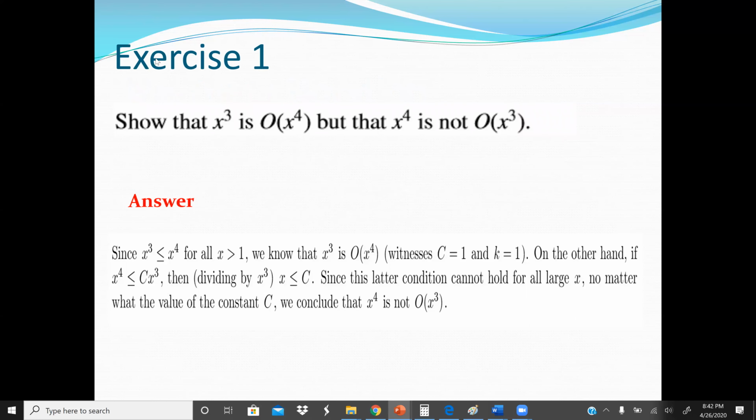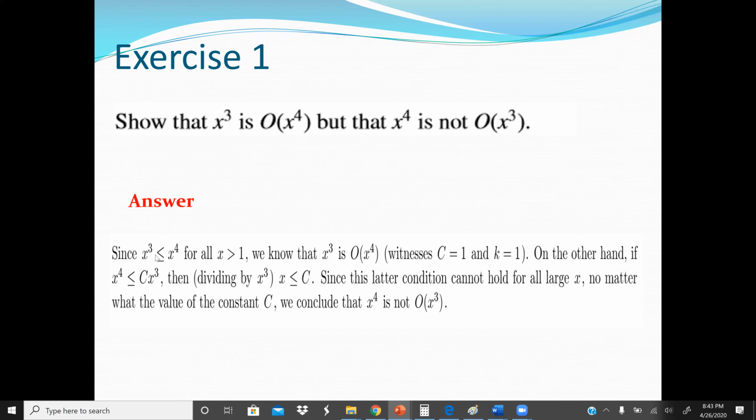So let's go through this exercise. We have 2 exercises here. Here they say we should show that s cubed is big O of s^4, but that s^4 is not big O of s cubed. Actually, we saw an example like this previously. And so here we want to show that s cubed is a big O of s^4, but s to the power 4 is not big O of s cubed.